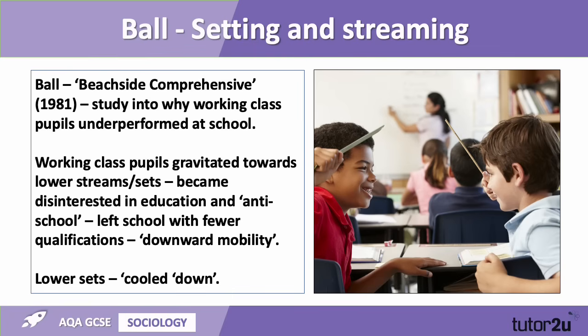Low-level disruption was more likely to be tolerated and less homework was given out. The lower sets might also not have access to the same curriculum as the other sets, therefore were limited to how they could achieve in exams. He observed working classes were more likely to gravitate towards these low sets and therefore lose motivation and hate school. He called this downward mobility, which is the opposite of meritocracy.